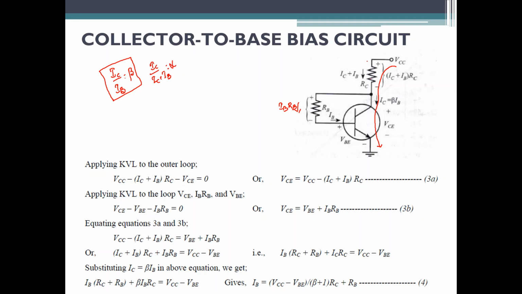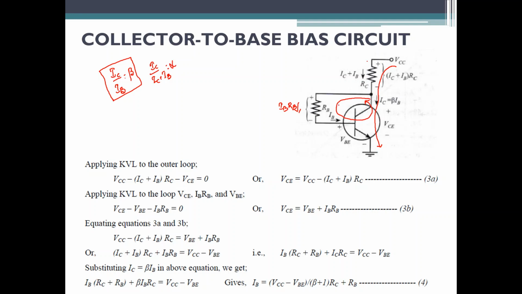Also you can apply KVL to this particular loop. Applying KVL to this loop, going in the upward direction, negative to positive, it gives VCE minus IB RB minus VBE is equal to 0.